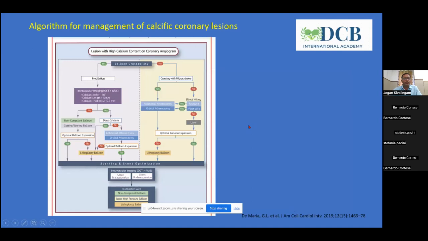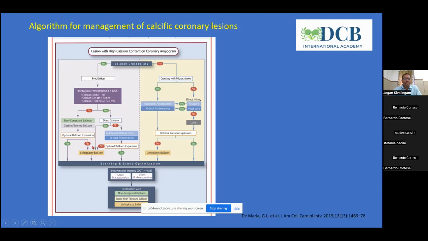So now we come to the algorithm. How do we decide? First, on angio, we see there is a high calcium content. Then we ask whether we are able to cross with a balloon. If we are able to cross with the balloon, then we predilate and image. OCT is preferred as compared to IVUS. Then we go to the rule of fives, the OCT calcium score. We calculate the arc, whether it's more than 180 degrees or not, the length, then calcium thickness. If it fulfills the criteria, then we move on to whether it's a deep calcium or superficial calcium.